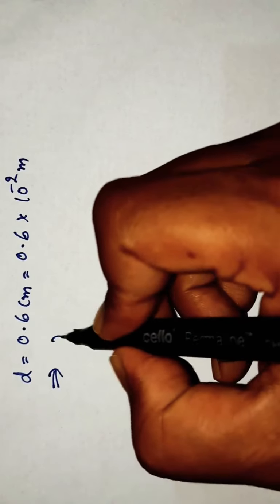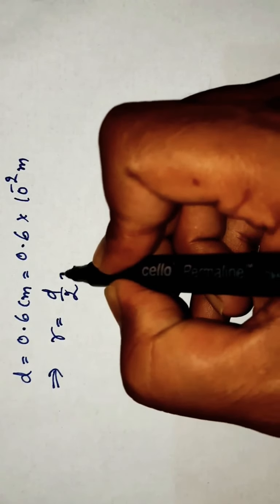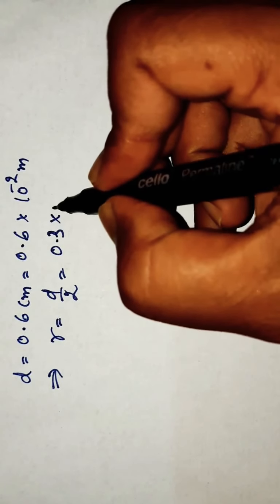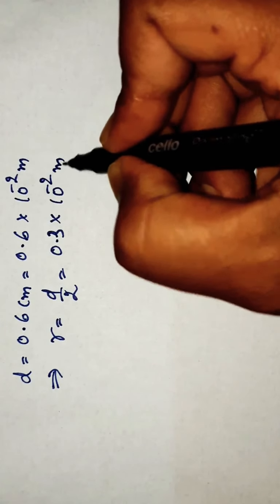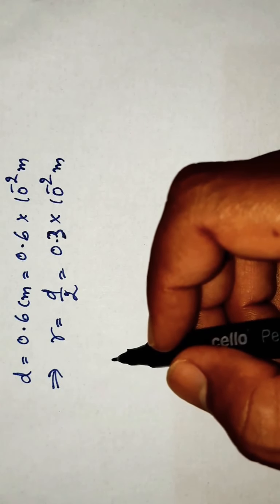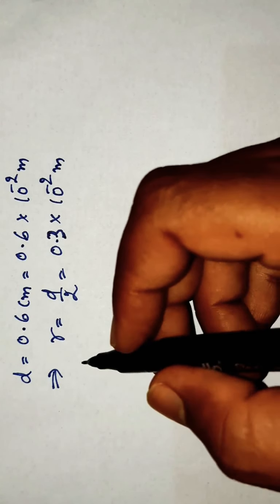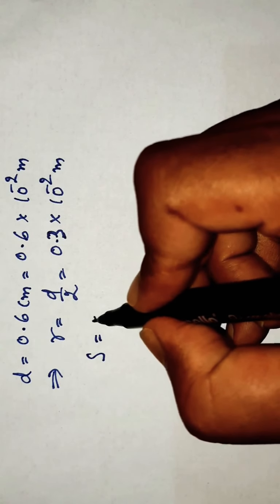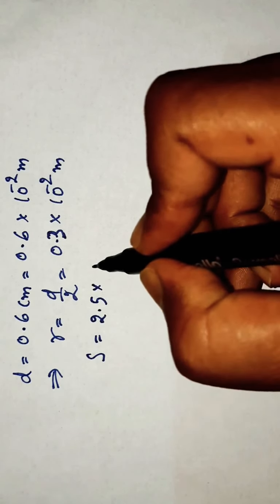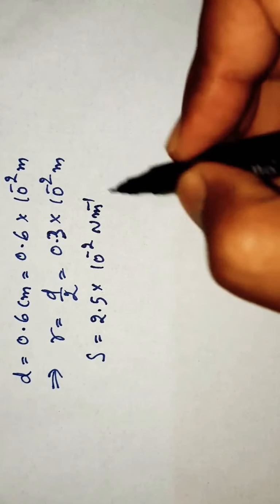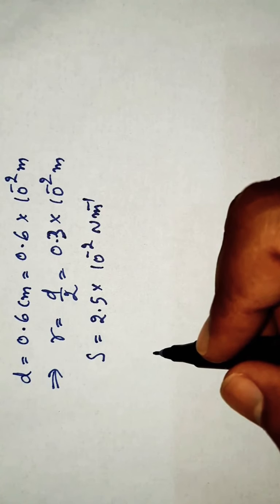From this, radius is equal half of the diameter. So that is 0.3 into 10 to the power minus 2 meter. And surface tension of soap solution is given. So S is given, that is 2.5 into 10 to the power minus 2 Newton per meter. So here we have to find work done.